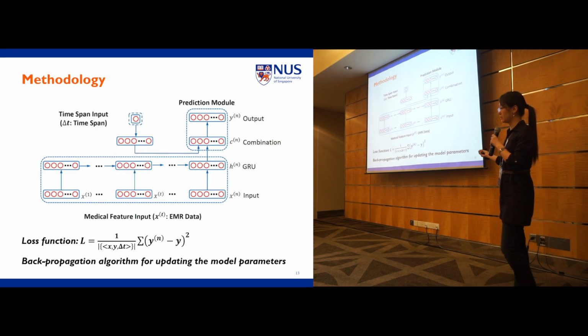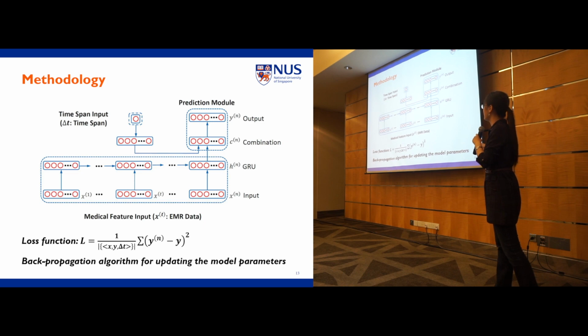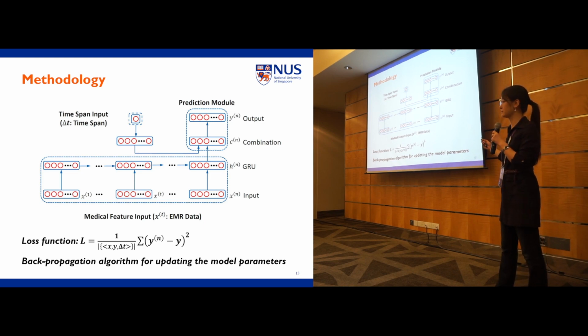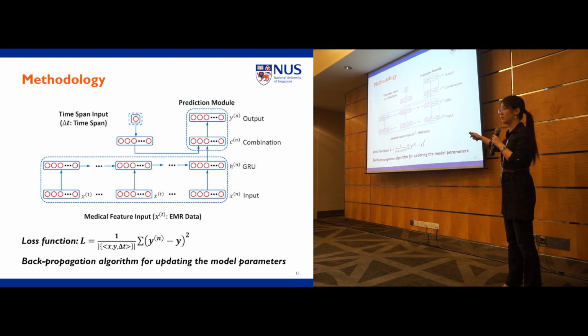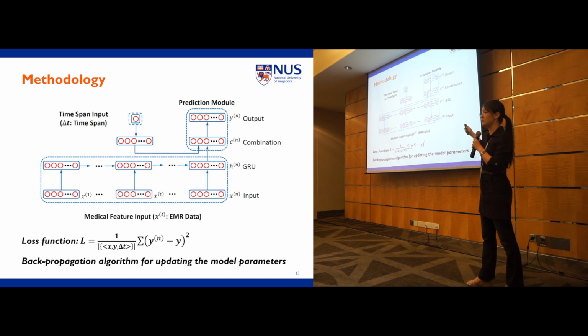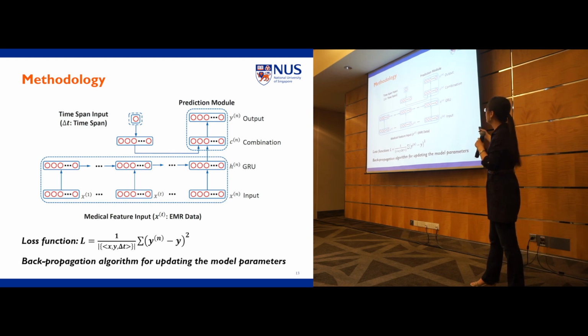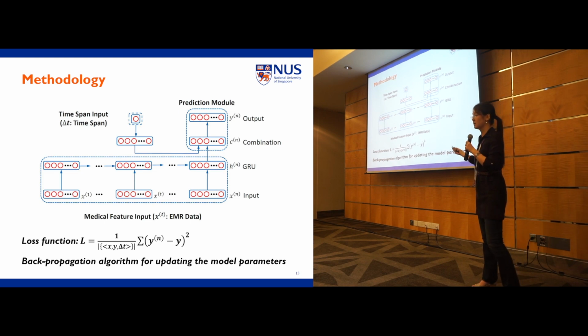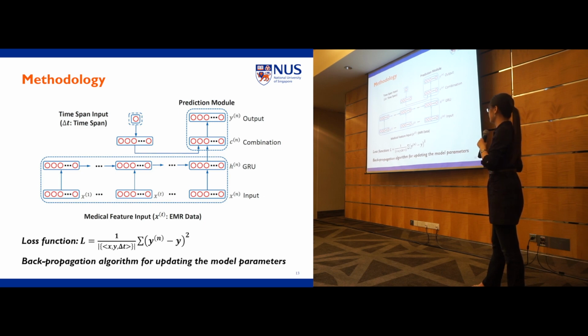So now I will present our methodology. This figure shows the model structure if we utilize the standard gated recurrent unit. In this figure, we feed our known medical features through the input layer, and then we use the GRU layer for computing the temporal behavior inside the data. And then we combine our output from the GRU layer together with our time span information as we discussed before through a combination layer. Finally, we feed our output from the combination layer into the output layer, which can provide us the final prediction result. We define our loss function and use the backpropagation algorithm for updating the model parameters.